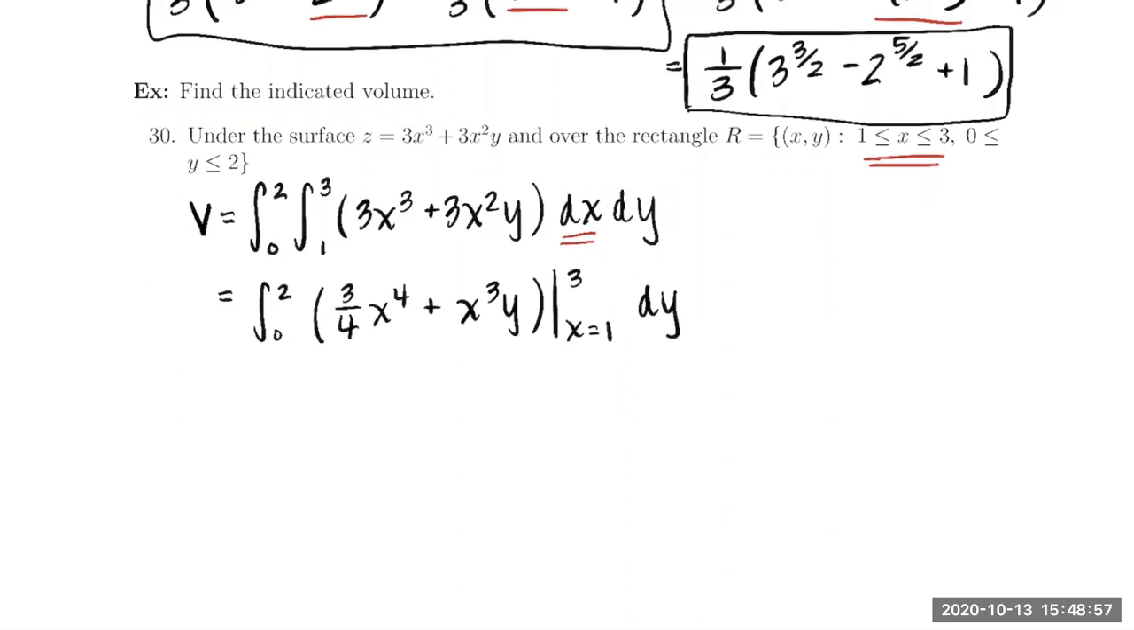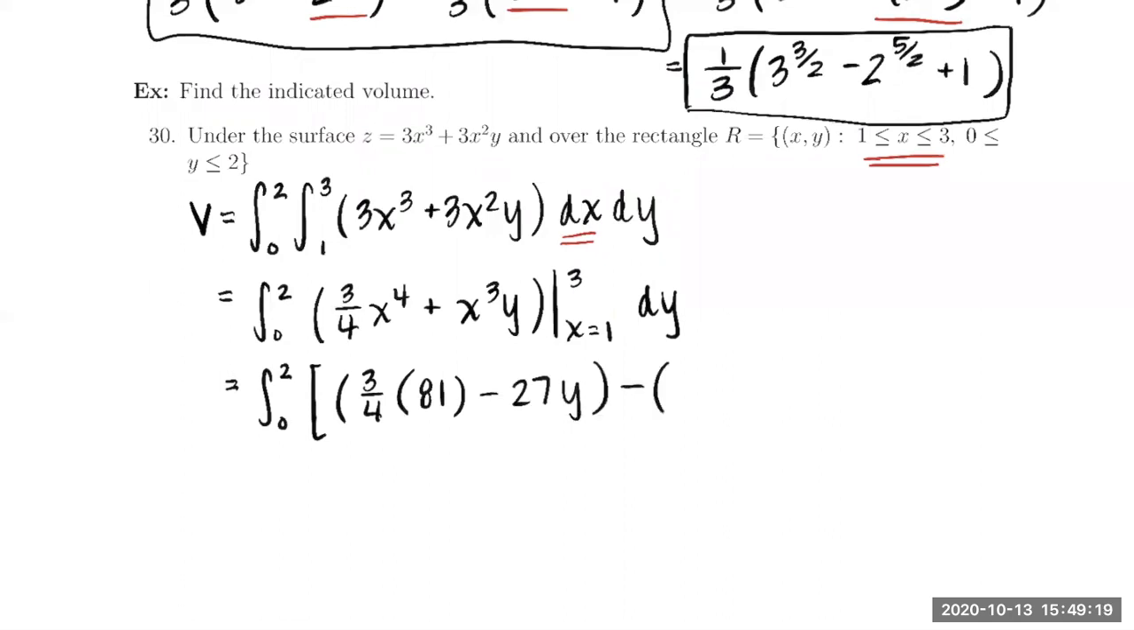All right, so let's go ahead and plug in 3 and 1 for our x values. So beginning with 3, I have 3/4 of 3 to the 4th. That's the same as 9 squared, which is 81. Minus 3 cubed y, so that's 27y. And then take away, evaluating at 1, 3/4 plus y.